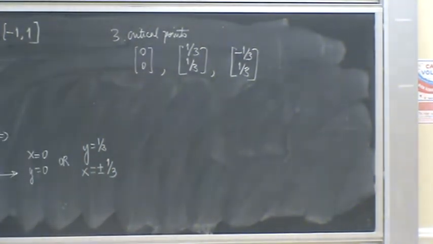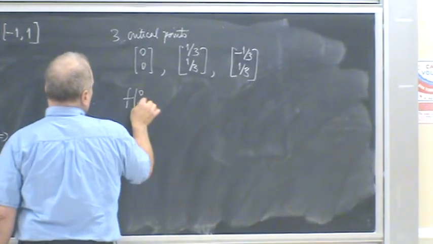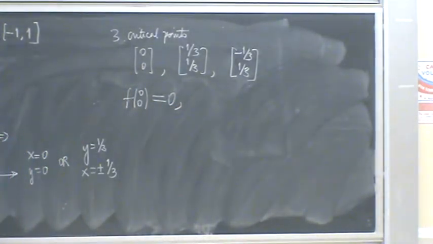How do I decide where the maximum is and where the minimum is? Plug it back into the function. So one of them is 0. I did the hard one first: f at the origin is 0.